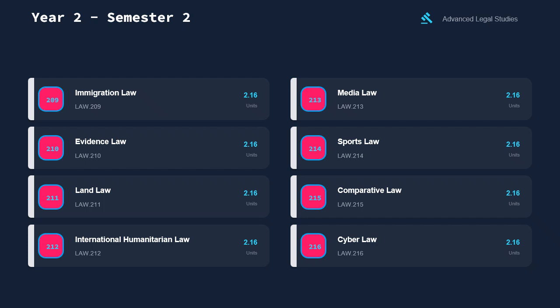Real-life example, ongoing debates on Section 230 reform illustrate tension between free speech and accountability. Practical application, lawyers advise platforms on moderation. Students analyze liability frameworks. 4. Contemporary issues and professional preparation. 4.1 Artificial intelligence and algorithmic accountability.